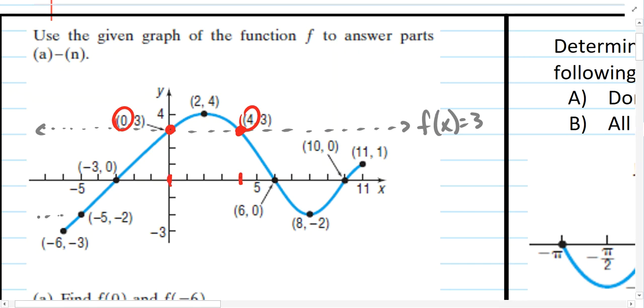For an f(x) value of -2, we're looking at this horizontal line. When f(x) equals -2, in this particular graph, that occurs twice again, here and here, and the x values associated with them are -5 and +8.